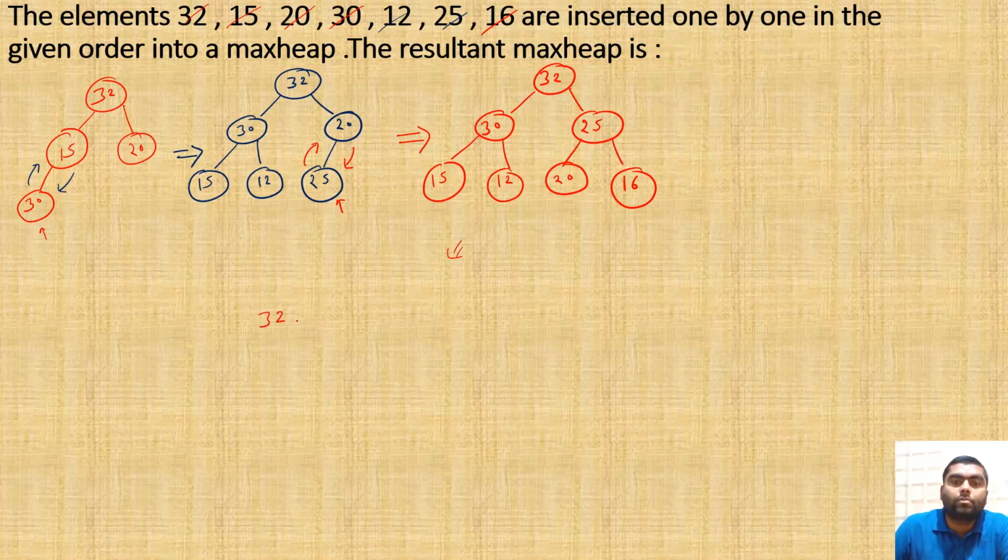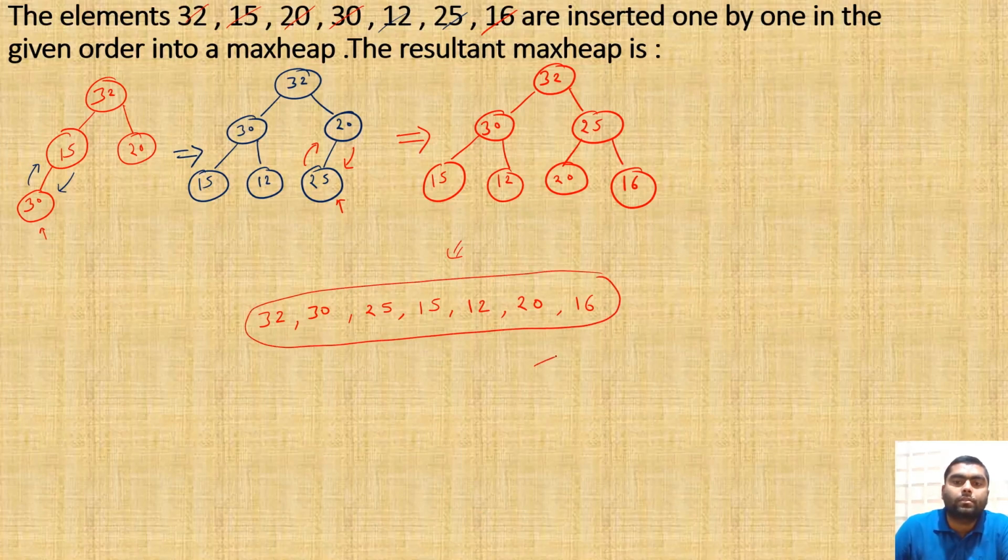32, then 30, then 25. I am writing the array representation. Then 20, then 15, 12, 20 and 16. So this is the final answer.